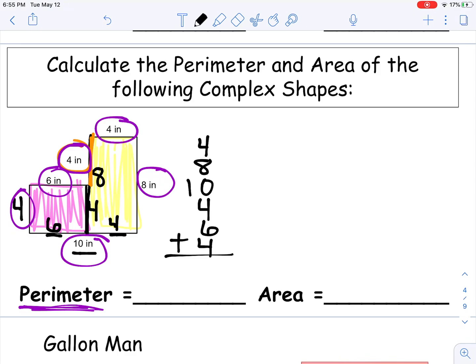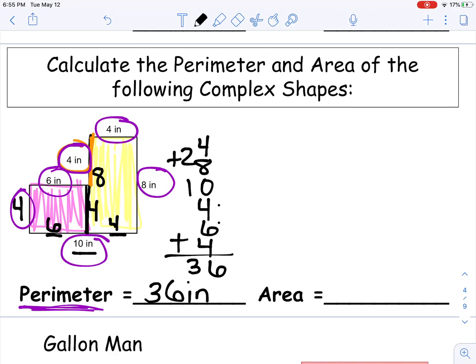All right. I know, looking here, I have 4 and 6. I know 4 and 6 is 10, so I'm going to start there. 4 plus 6 is 10, plus 4 more, 11, 12, 13, 14, plus 8 more, 15, 16, 17, 18, 19, 20, 21, 22, plus 4 more, 23, 24, 25, 26. Put my 6 down, carry my 2. And then all I have is 2 plus 1 is 3. So my perimeter is 36 inches.